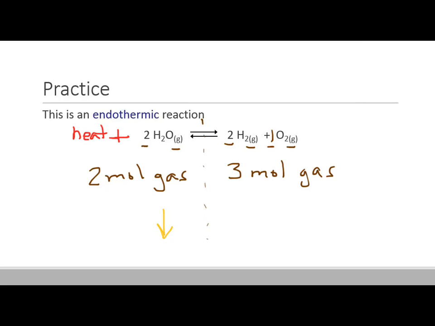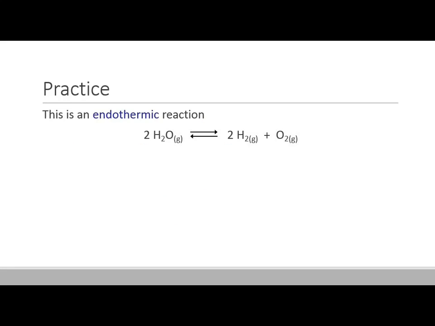Okay. Now, one more thing. What would happen if I added a catalyst to this reaction? So if I add a catalyst, which way will it shift? Well, it turns out this is a trick question. Let me show you why. Adding a catalyst will have no effect, right? There'll be no change on the equilibrium. It will not shift to the right or to the left.